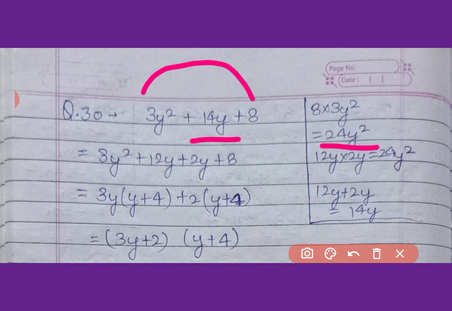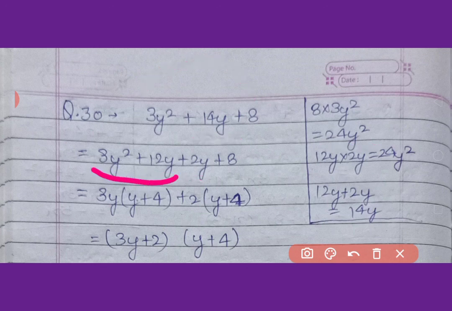So think of a number in which 24 comes, less than 14. So the first number is 12. 12 2s are 24, and 12 and 2 become 14. So 14y broke into 12y plus 2y. So it has divided into two groups. 3y square plus 12y is the first group and the second group is 2y plus 8. So from the first group it has taken 3y common.